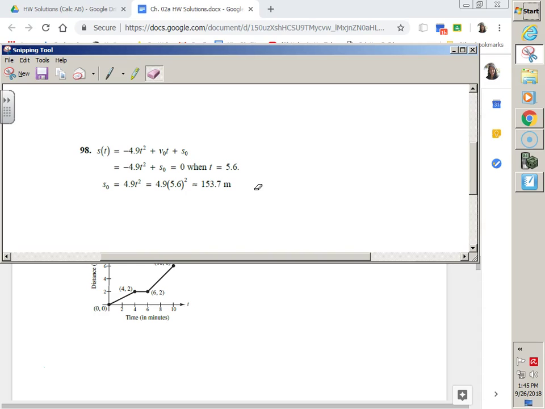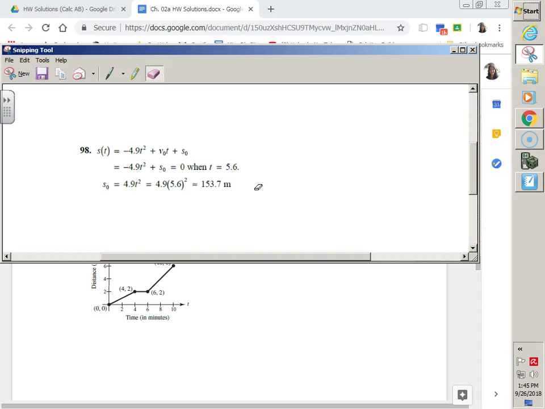What do they tell me? The splash is seen 5.6 seconds after the stone is dropped. We know the time when the position, what makes it go splash? It makes contact with the ground or the water, which is at ground level. So what can I make position equal to? When it hits the ground, position is 0. I don't know S sub naught, but I do know how long it took. Plug in 5.6 seconds. Solve for S sub naught. You'll pretty quickly get 153.7 meters.